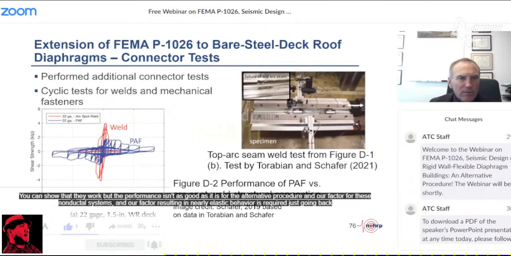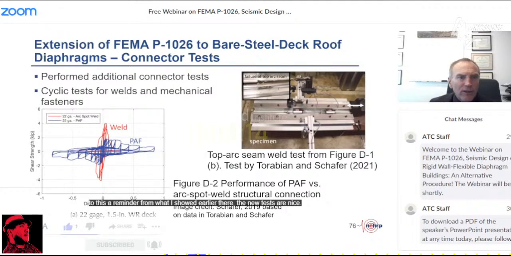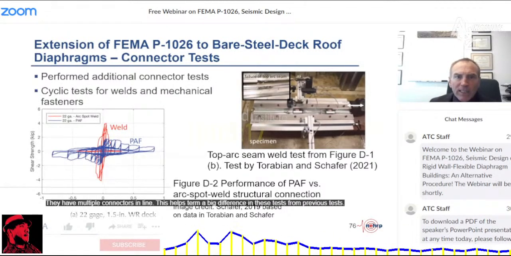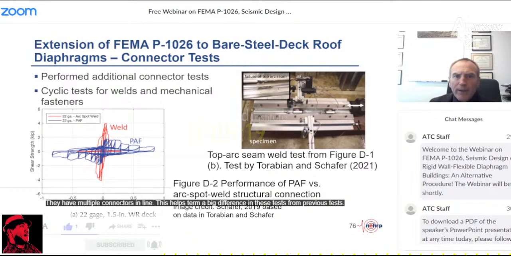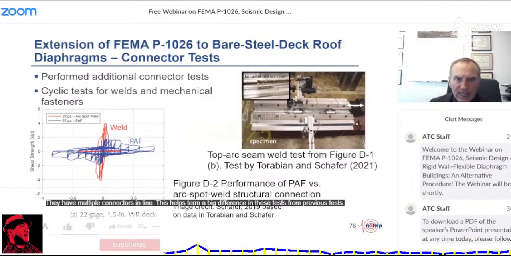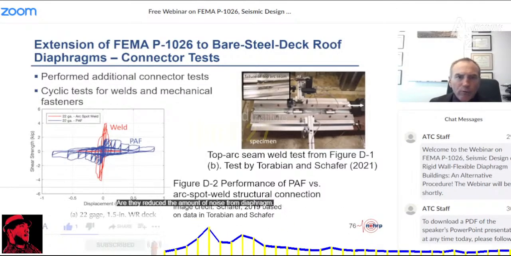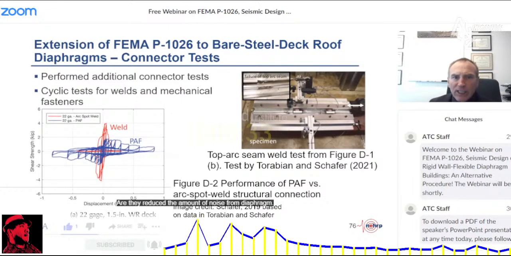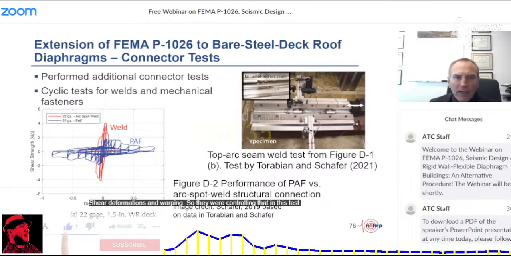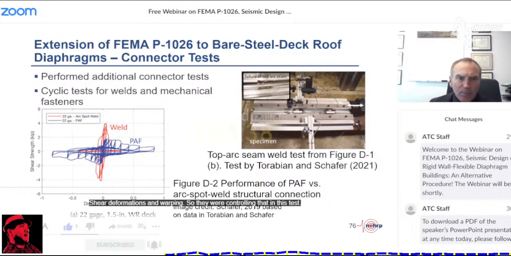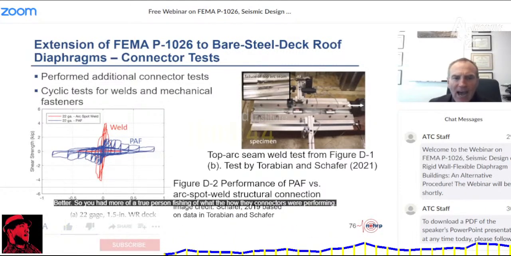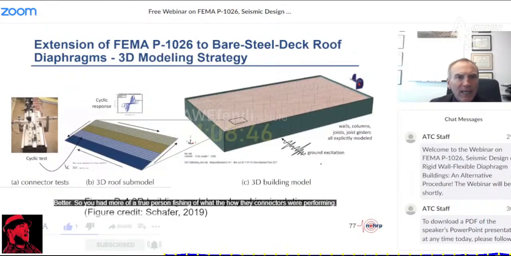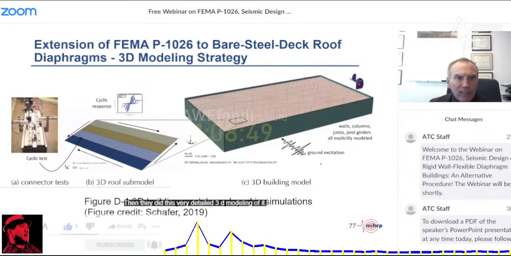Just going back to this, a reminder from what I showed earlier, the new tests are nice. They have multiple connectors in line. A big difference in these tests from previous tests is that they've reduced the amount of noise from diaphragm shear deformations and warping. So they were controlling that better in this test, and you had more of a true vision of how the connectors were performing. Then they did this very detailed 3D modeling of it.